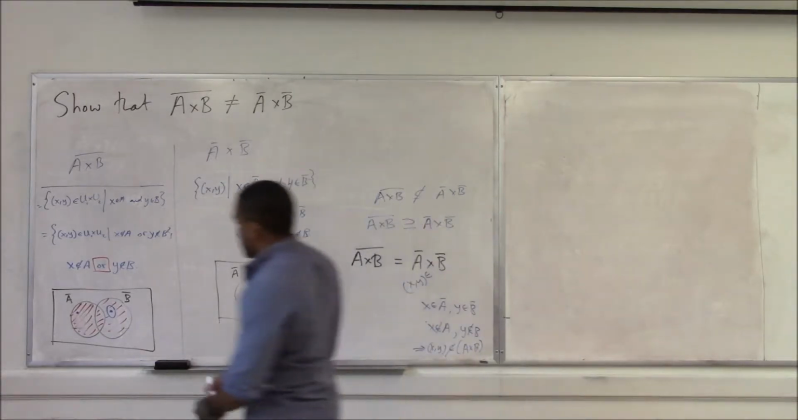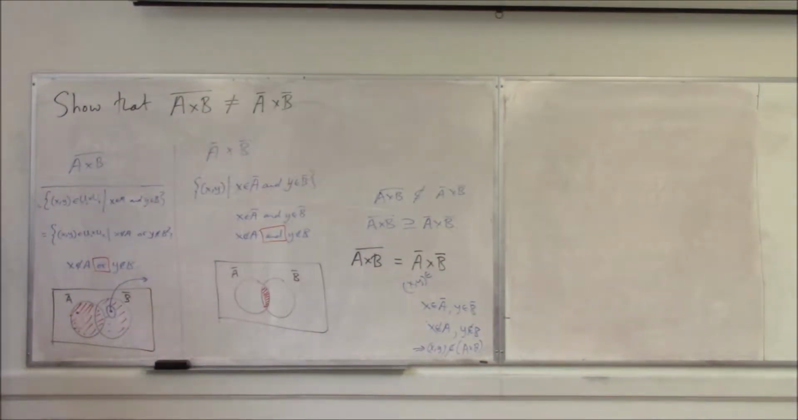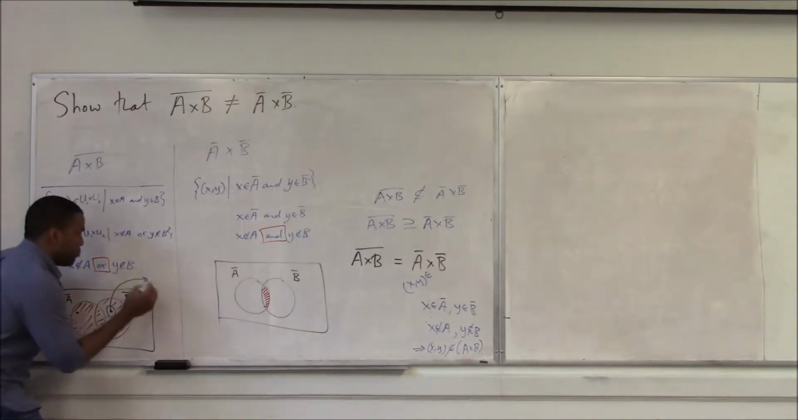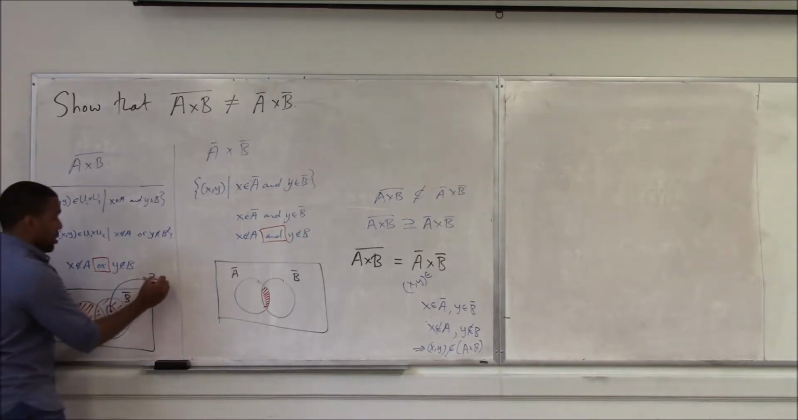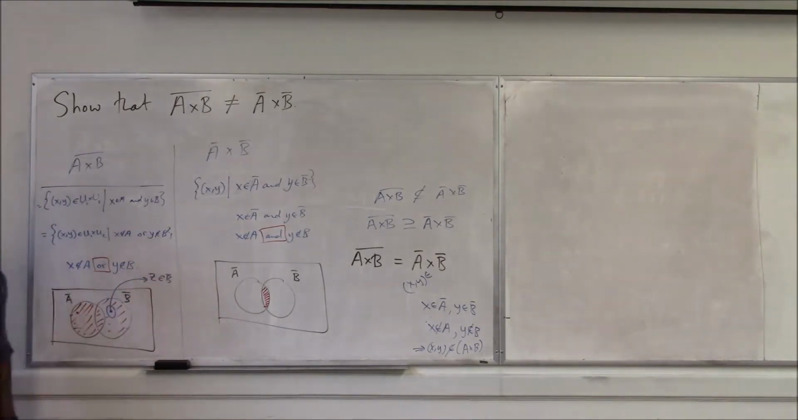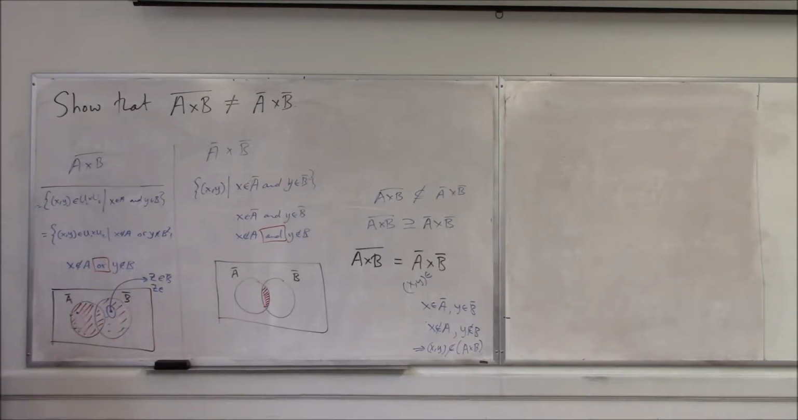Now, what about this point? Tell me where it lives. Right, so if I call that point Z, it is an element of B complement. In terms of the set A, where does it live? In A. It's in A. How do I know it's in A? Because it's not in A complement.